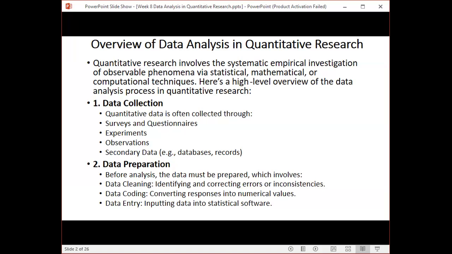So the overview here starts first with data collection, as we have just spoken about. You've collected your data quantitatively, and you've done that through surveys or questionnaires, through an experiment, through observation, through secondary data, that is data from databases from other places. That is your data collection.